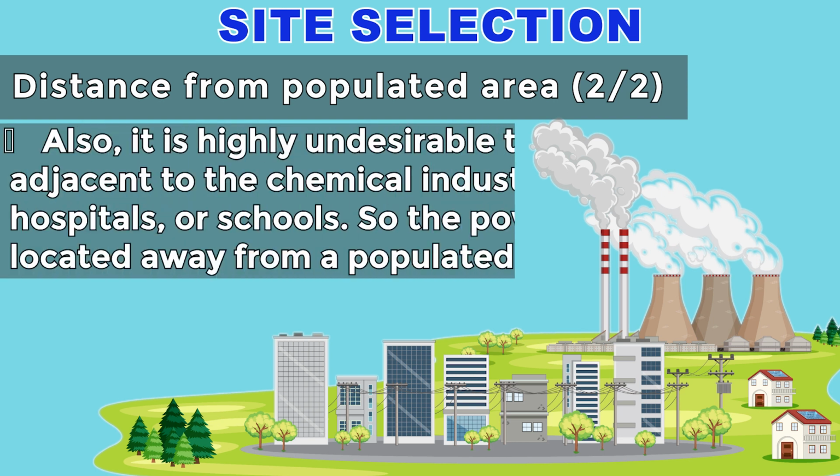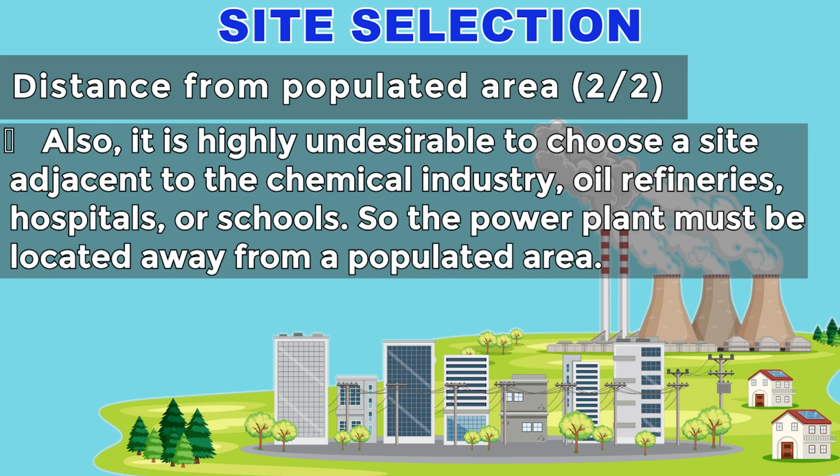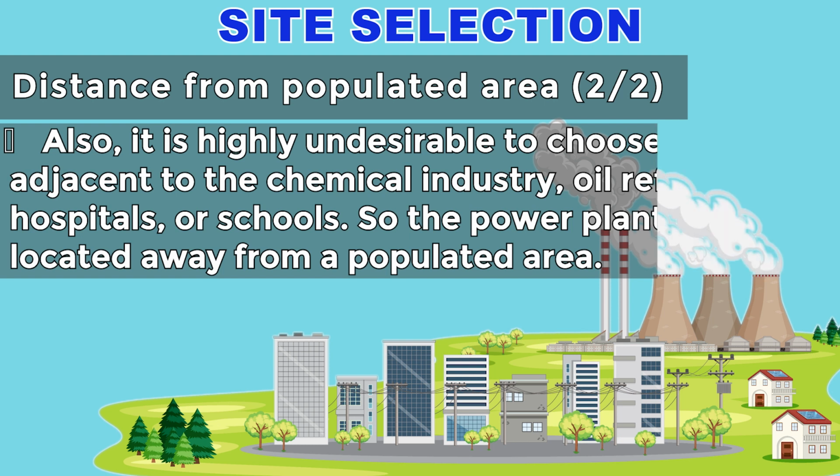Also, it is highly undesirable to choose a site adjacent to the chemical industry, oil refineries, hospitals or schools. So, the power plant must be located away from a populated area. Next factor is transportation facilities. We have studied in a steam power plant that we need railway lines to transfer the tons of coal.